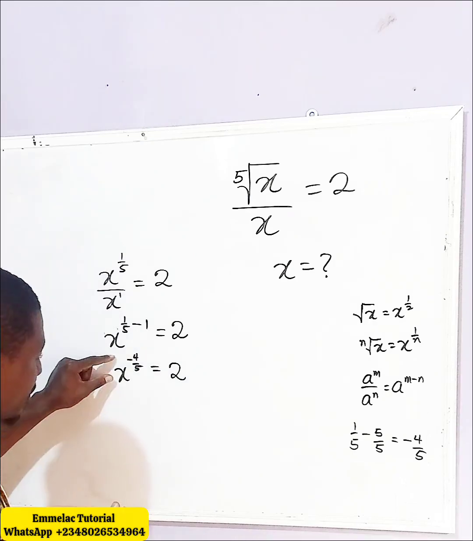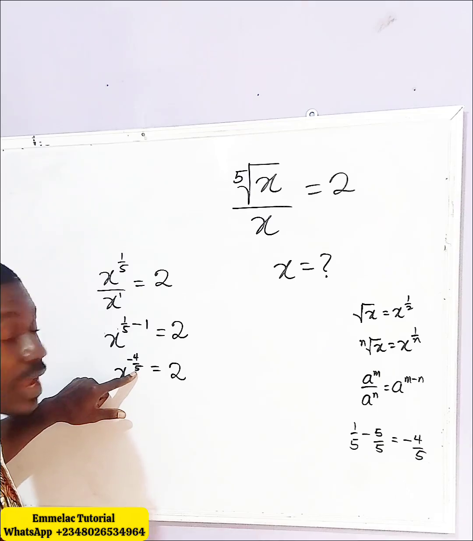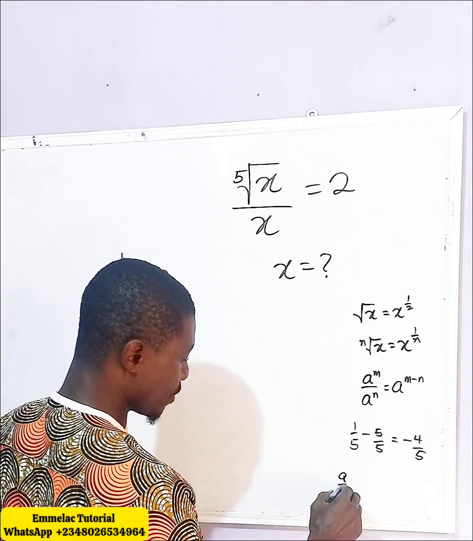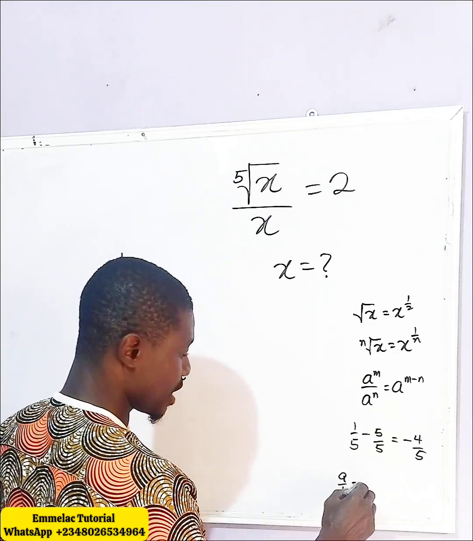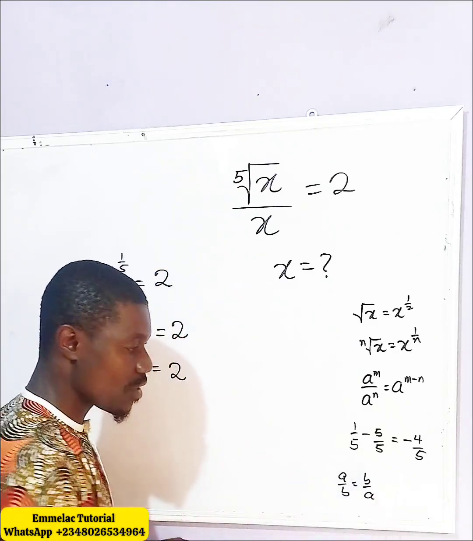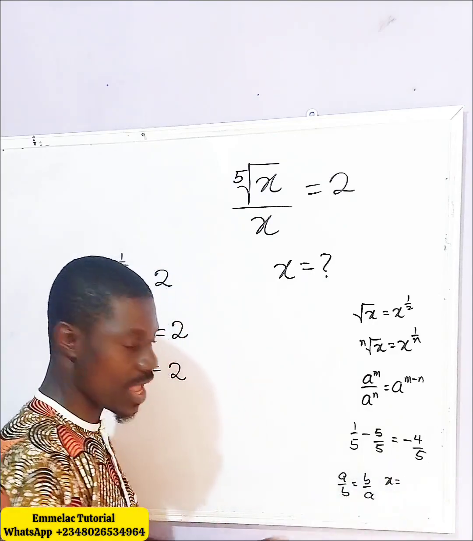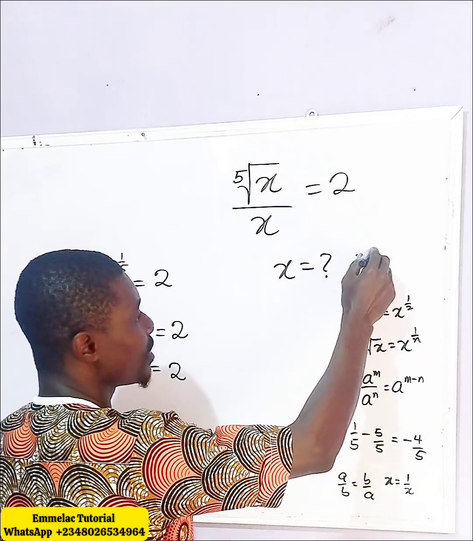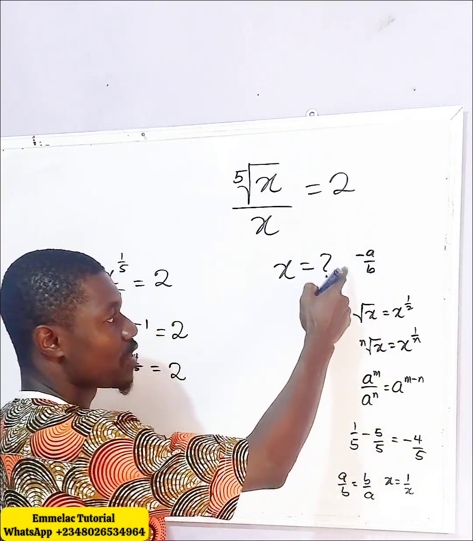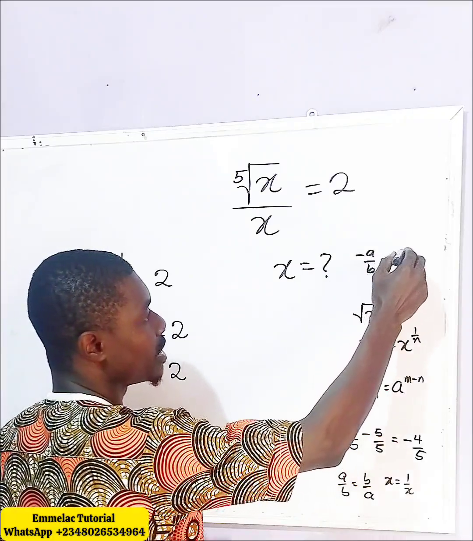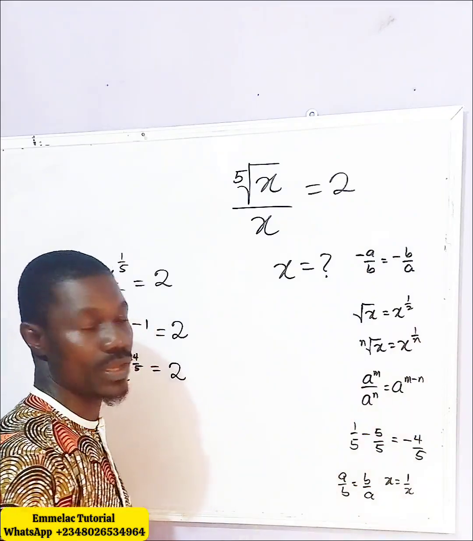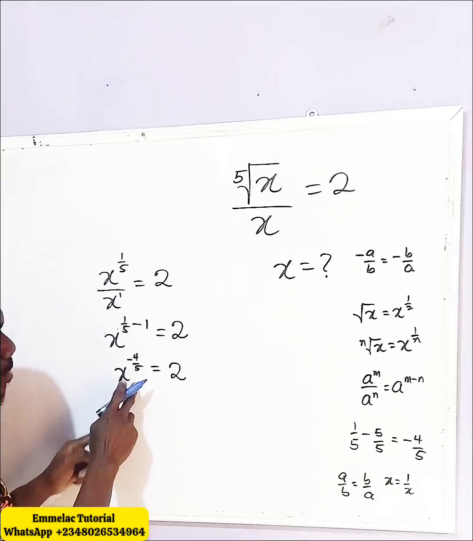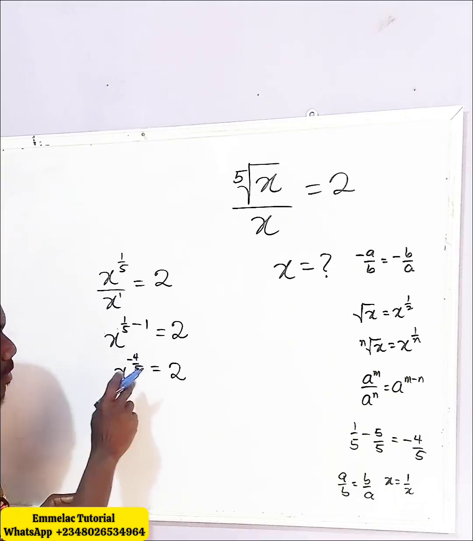Now, I want to undo negative 4 over 5. Now, if you have a all over b, the reciprocal of a all over b is b all over a. If you have x, the reciprocal of x will be 1 over x. Now, what if we have negative a all over b? The reciprocal of negative a all over b will be negative b all over a. Alright, so to that end, let us raise this to the power of the reciprocal of this exponent.